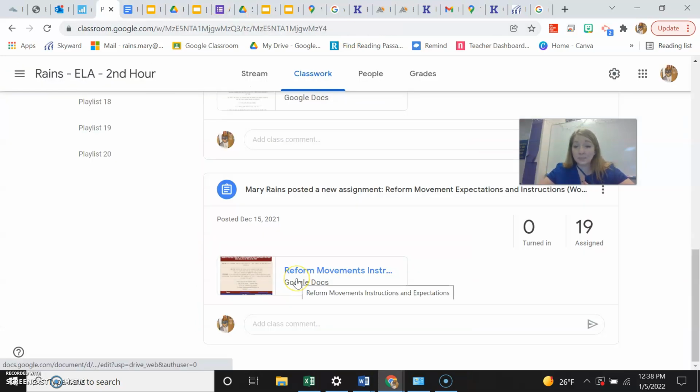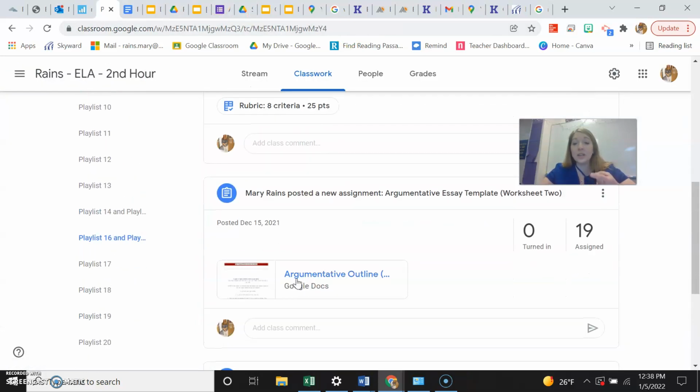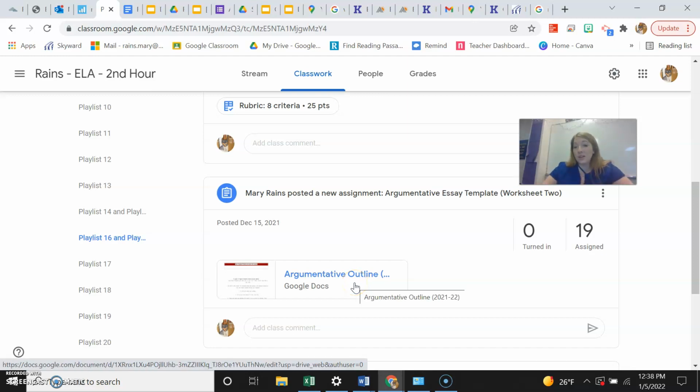The only other resource to mention is worksheet 2, which is at the end. Once you've collected all of your information, then you're going to fill out your argumentative outline and start writing your essay. So again, if you have any questions, don't hesitate to ask.